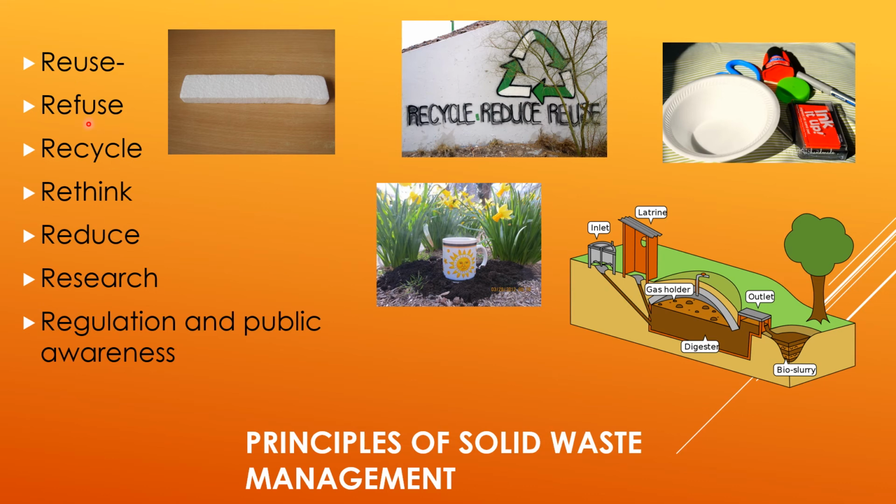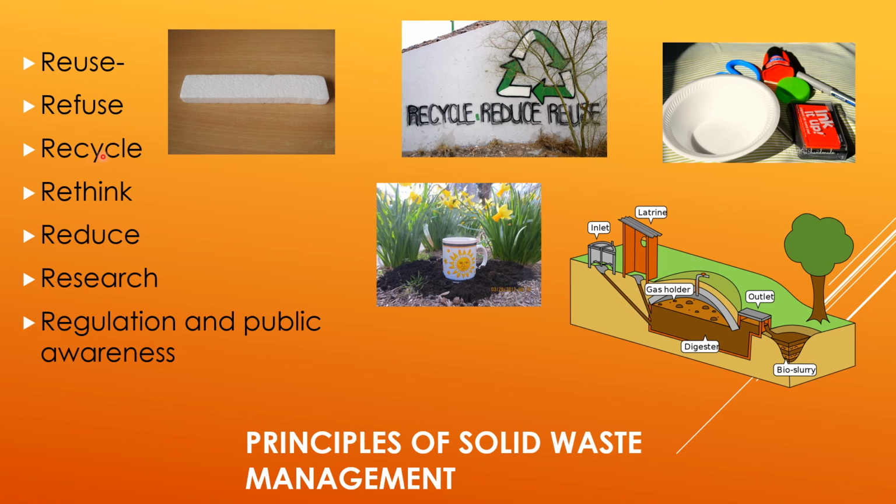Then the next principle is refuse. The non-degradable materials do not degrade and remain accumulated in the environment, and therefore things made from plastic or thermocol should not be used. This is known as refusing. Then the next principle is recycle. Solid waste like paper, metals and glass can be recycled and useful materials can be made from it, and this process is known as recycling.